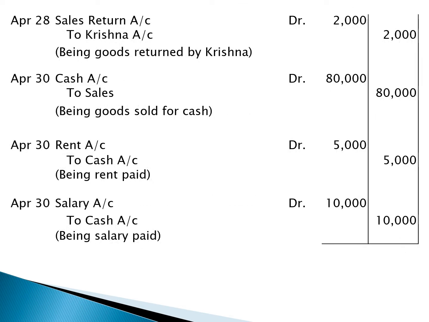The next entry is sales return account debit to Krishna account, being goods returned by Krishna. Next is cash sales, cash account debit to sales account. Next, rent paid, rent account debit to cash account. The last transaction is salary paid and the entry is salary account debit to cash account.